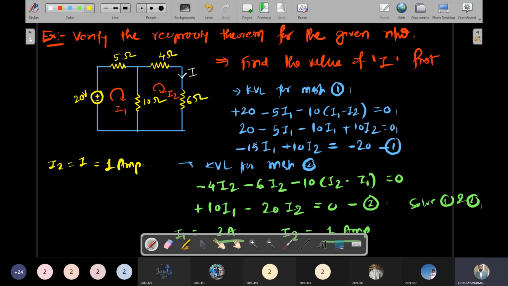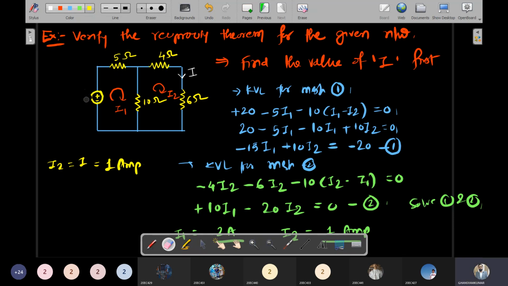Now we are going to do some interchange as per the reciprocity theorem, because we need to verify the reciprocity for this one. What we will do, we are going to make some changes in this circuit. We'll put this source on this side, and this current will flow this way. So I'm just going to make those changes.